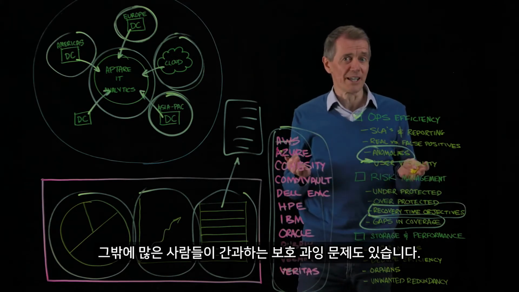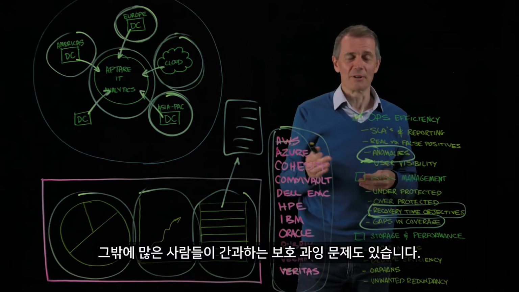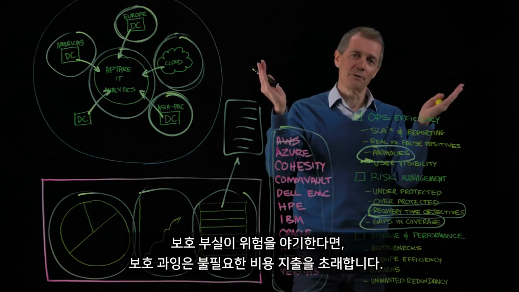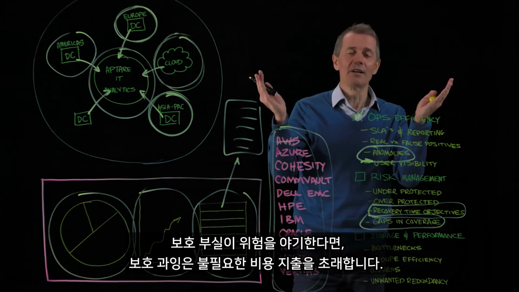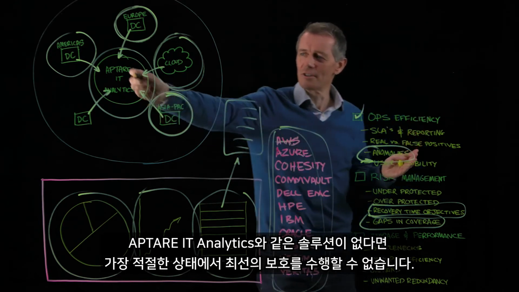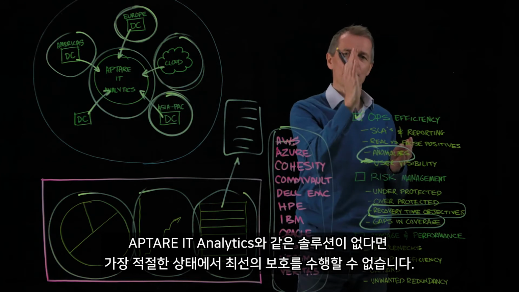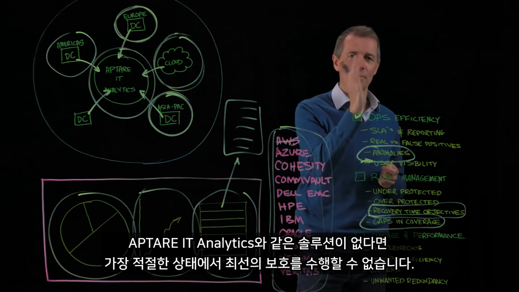There's also overprotection that a lot of people don't think about. With underprotection, you're at risk. With overprotection, it's really cost. And without a product such as APTARE IT Analytics, it's hard to hit that sweet spot right in the middle and be just right protected.